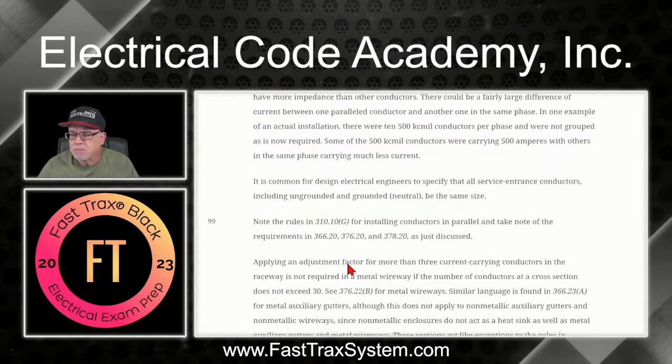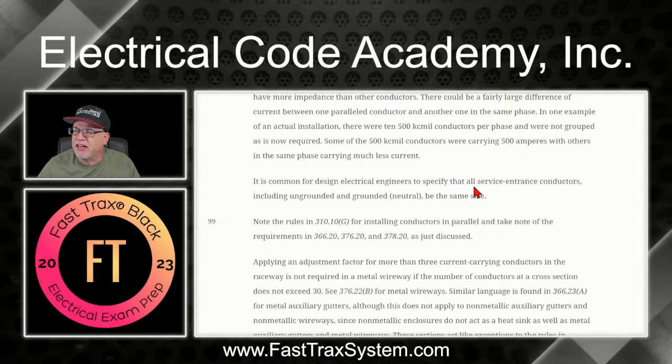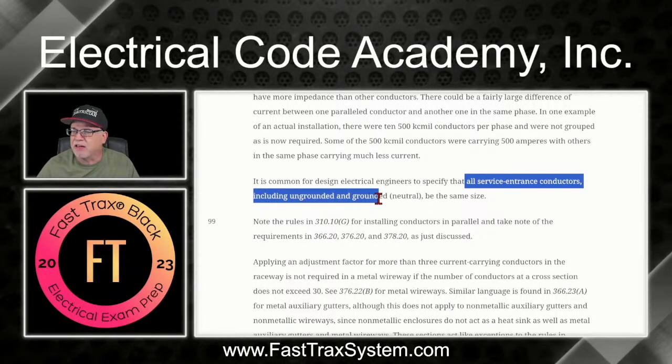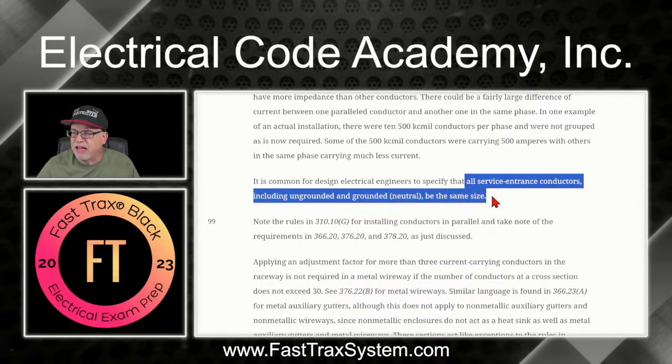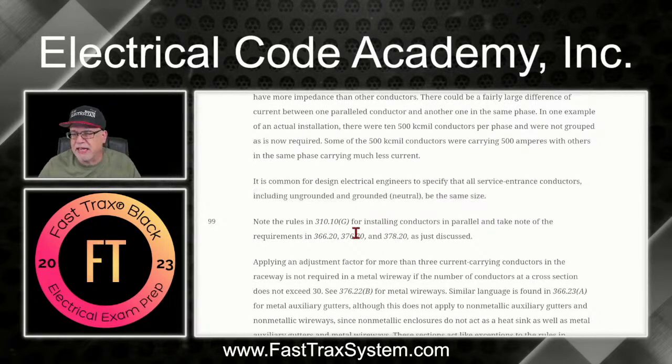Now, it is common for design electrical engineers to specify that all service edge conductors, including ungrounded and grounded conductors, be the same size. Now, why did they do that? Because they don't have to go through a calculation. They just make them all the same size, and they don't have to do any calculation.